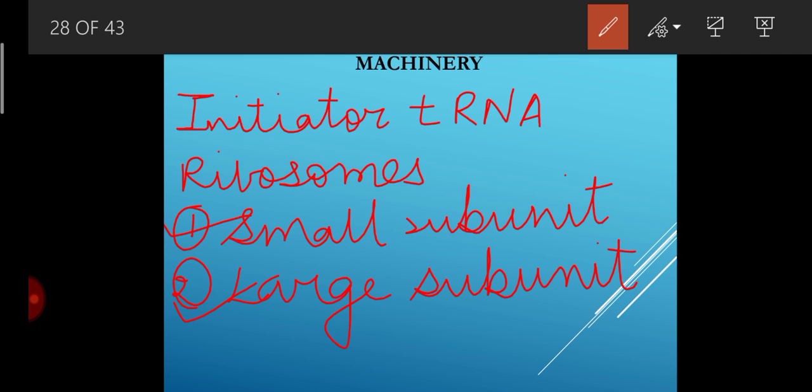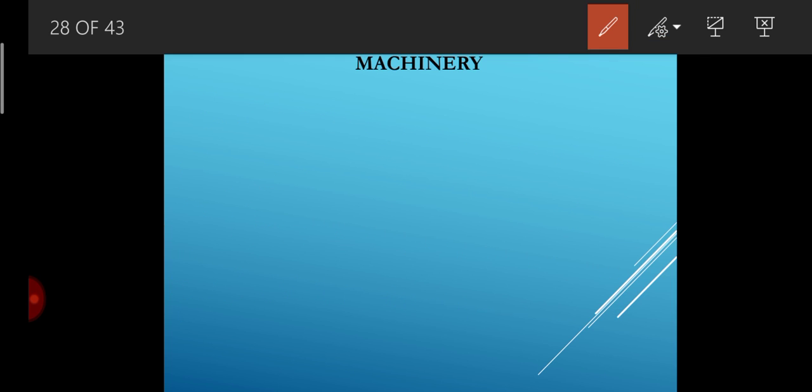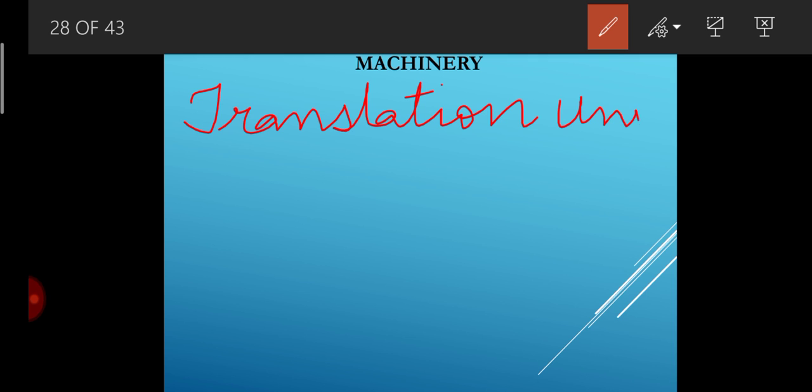Now, let us study about the translation unit. It is the sequence of RNA flanked by the start codon, that is AUG, and the stop codon in mRNA. It codes for a polypeptide that has to be produced.